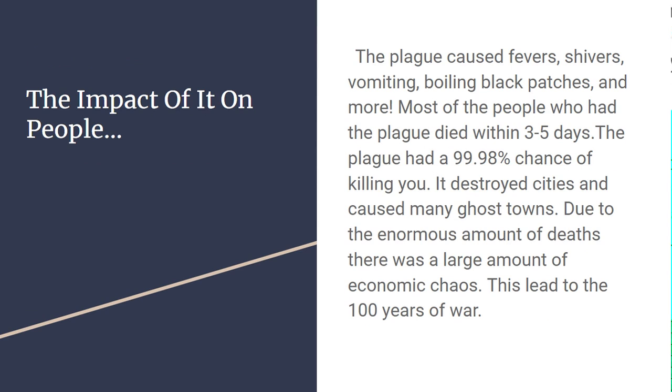The impact of it on people. The plague caused fevers, shivers, vomiting, boiling black patches, and more. Most of the people who had the plague died within 3 to 5 days. The plague had a 99.98% chance of killing you. It destroyed cities and caused many ghost towns. Due to the enormous amount of deaths, there was a large amount of economic chaos. This economic chaos led to the 100 Years of War, which I may talk about in another video.